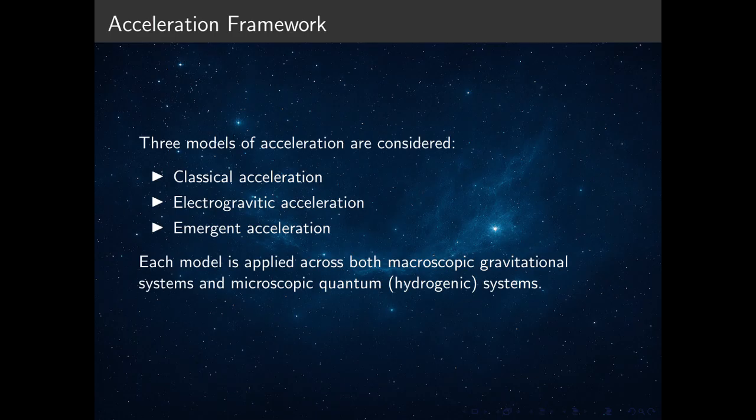In Part 2, we moved beyond structural comparison and into interpretation. We examined how the repeated patterns across classical, electrogravitic, and emergent formulations point toward a common underlying mechanism. Rather than treating acceleration as the result of distinct forces, we explored the idea that it arises from structured variations within the vacuum itself. By analyzing both macroscopic gravitational systems and microscopic quantum systems, we saw that differences in behavior can be understood as scale-dependent expressions of the same foundational components.